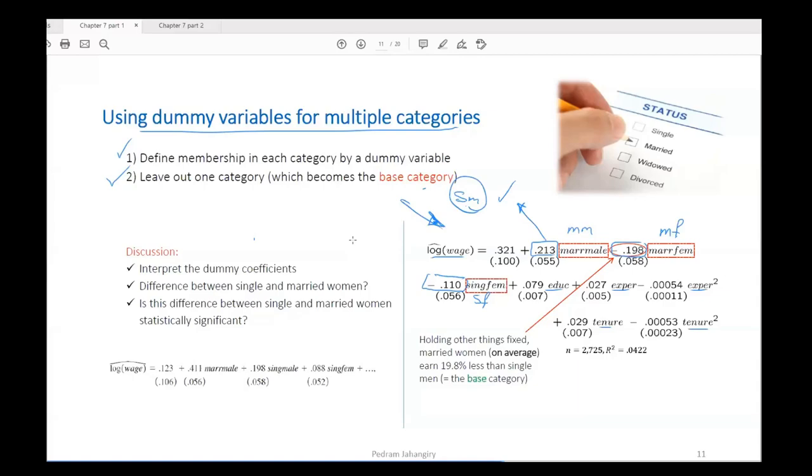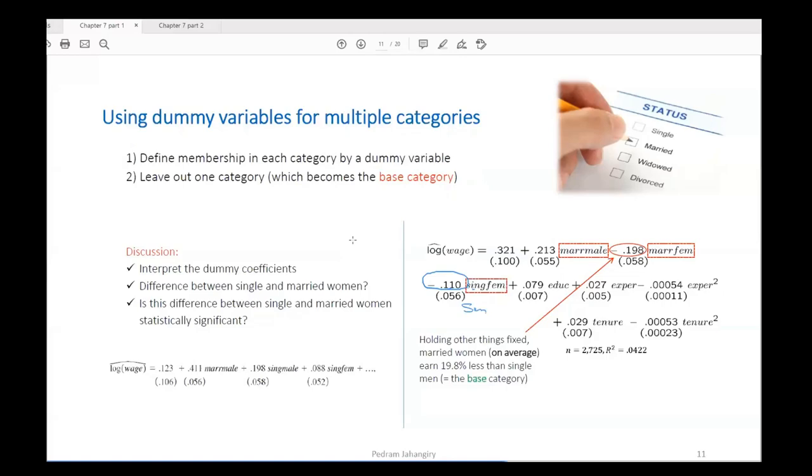Let's do the other one. Married female, on average, holding everything else constant, are going to earn 19.8% less than single male. Okay, now let's look at the last one. Single female, on average, holding everything else constant, are going to earn 11% less than single male, the one that you're benchmarking, you're basing on.